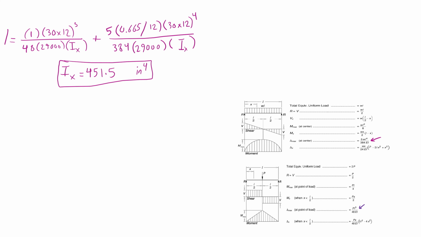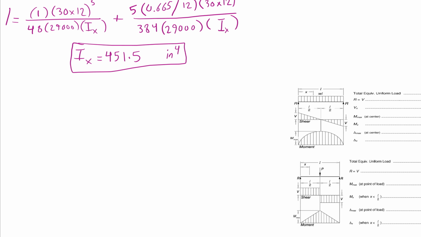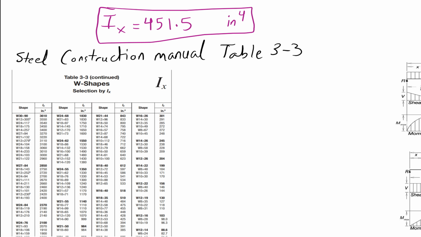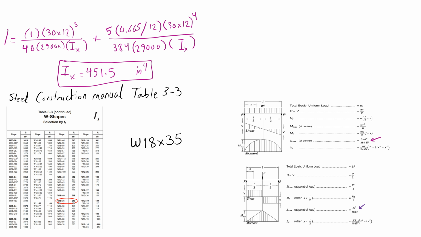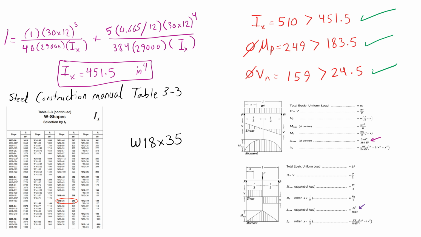After solving for I sub x, we refer to Table 3-3 in the AISC Construction Manual, which sorts W sections according to their moment of inertia. We choose the lightest weight with a moment of inertia above 452. This section is W18x35. Next, we go back to Table 3-2 to check whether the bending and shear strength both exceed the demand values. Now all the requirements are met, and W18x35 is our chosen section as a crossbeam for the flooring system.